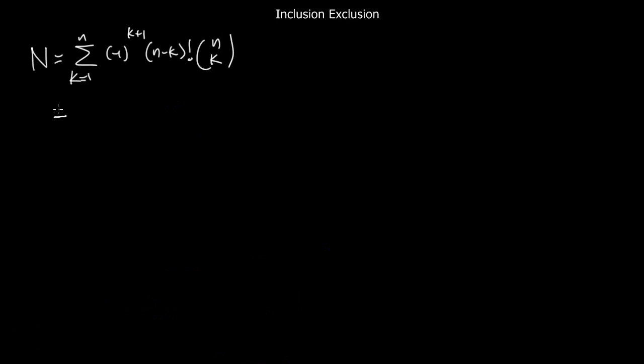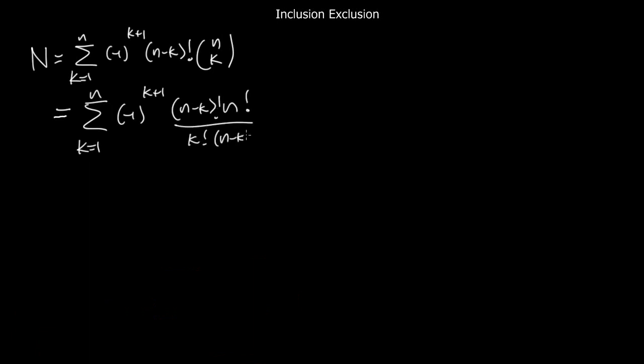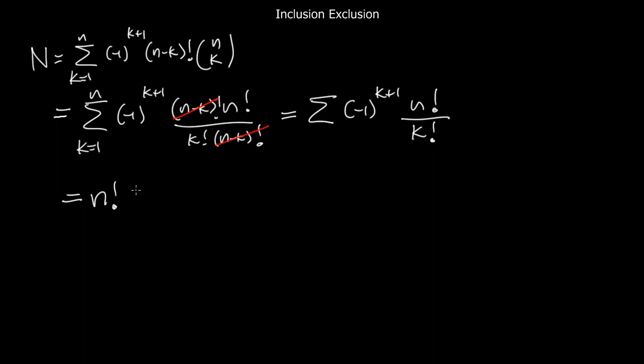Okay, let's see if we can simplify this. Well, so it's the sum over k, minus 1 to the k plus 1. And here you get n minus k factorial times n factorial over k factorial, n minus k factorial, and isn't that handy? These terms cancel, and you get summation minus 1 to the k plus 1, n factorial over k factorial. Isn't that nice? And let's see, we can factor out the n factorial, that's just fixed. So what you're getting is n factorial times summation minus 1 to the k plus 1, 1 over k factorial.